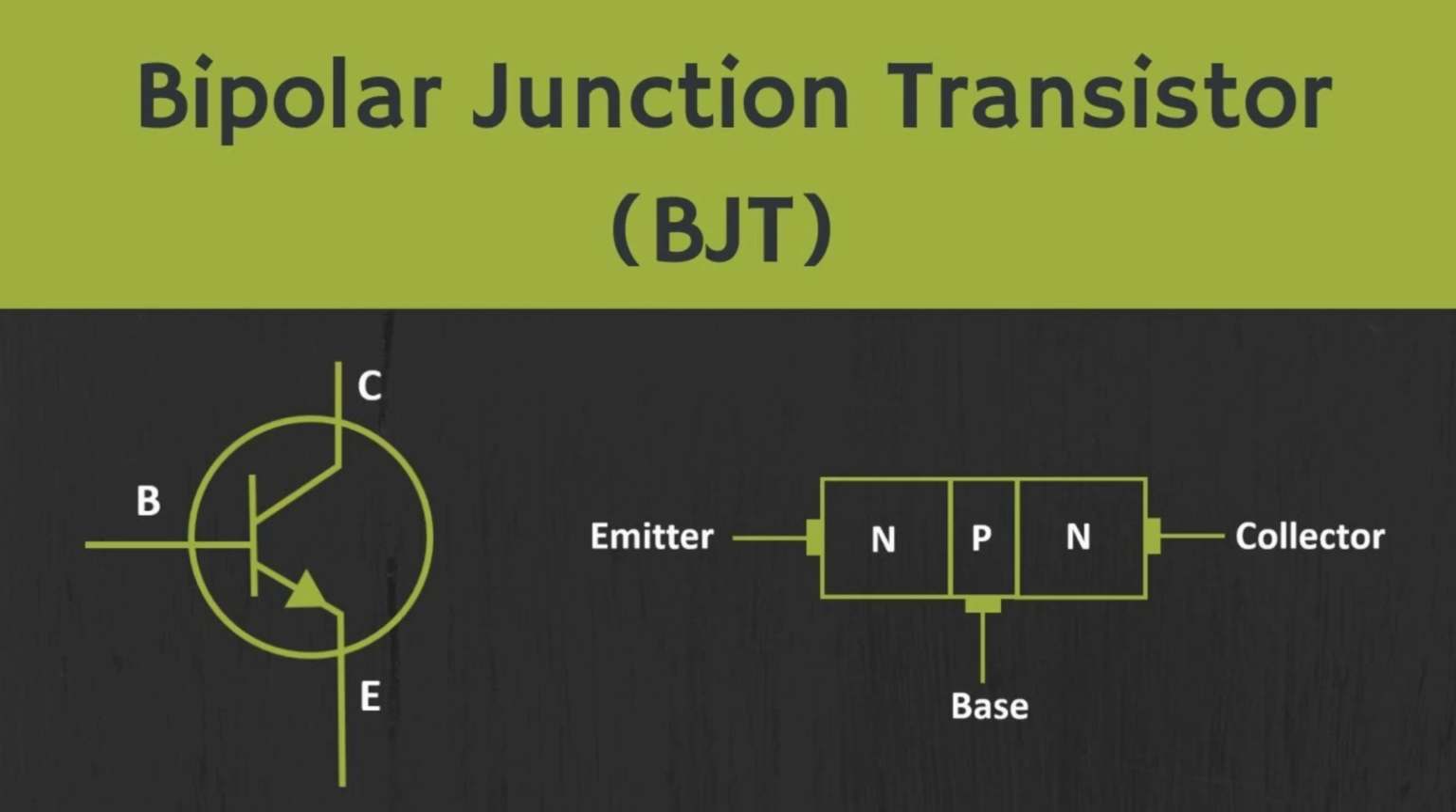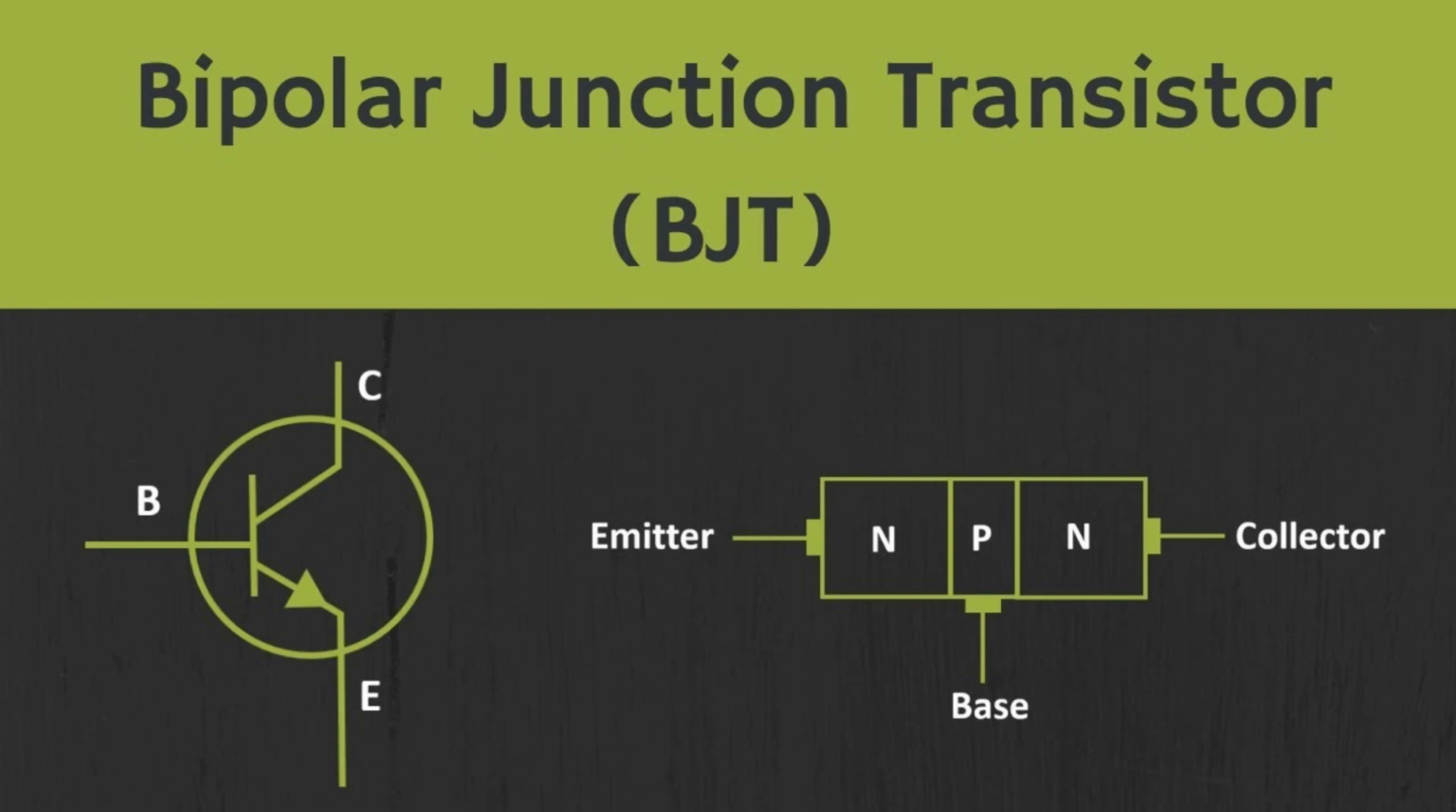Symbolic representation of BJT. Each BJT type has a distinct circuit symbol. NPN transistor: the arrow on the emitter points outward, showing current flow out of the emitter. PNP transistor: the arrow on the emitter points inward, showing current flow into the emitter.